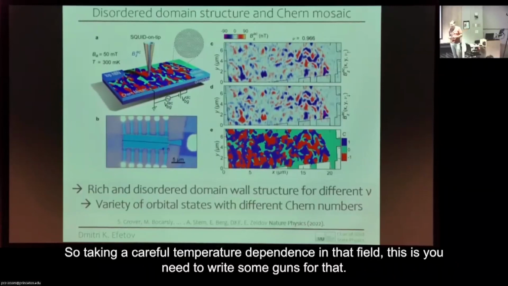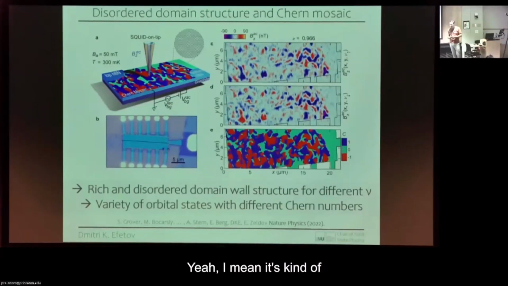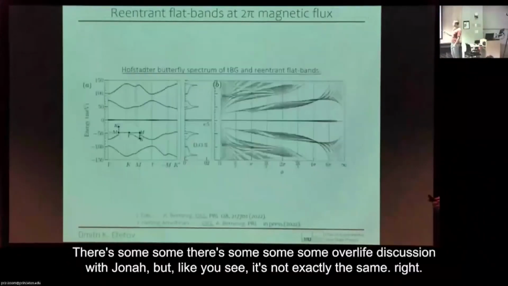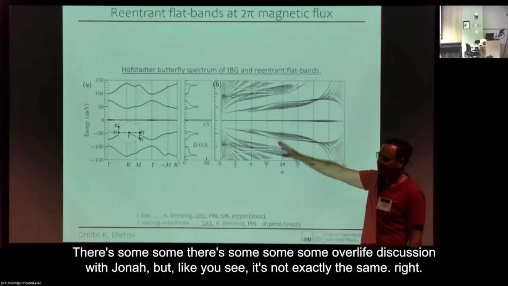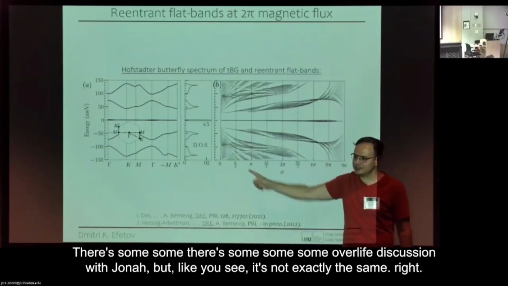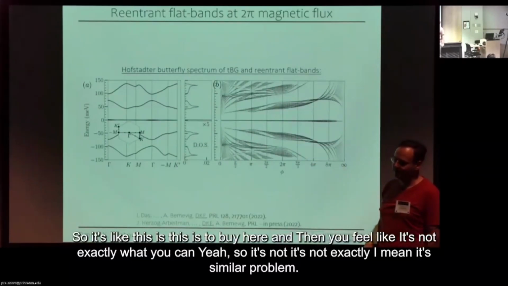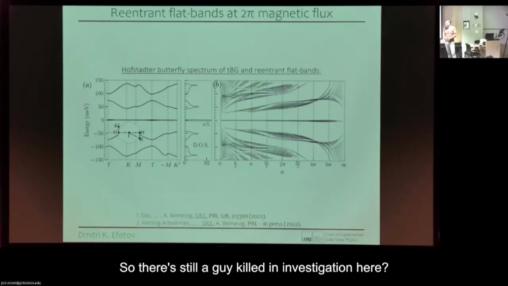In my understanding, the whole cycle repeats when phi equals 2 pi, so it should be the same as phi equals 0. But in the calculation, as in some discussion with Jonah, you see it's not exactly the same. This is 2 pi here, and it's not exactly what you get at 0. It's similar, probably, but not exactly the same, because of the high field influence. There's still a magnetic field in this situation.